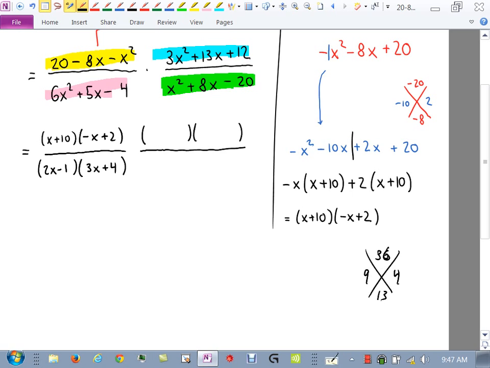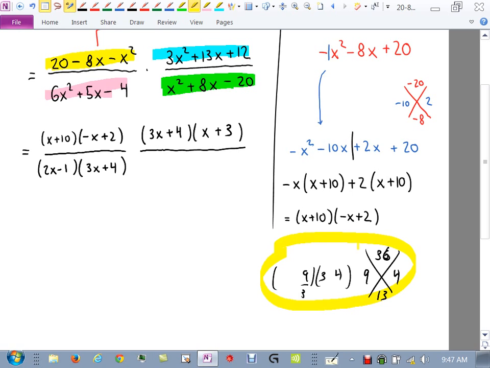Nine and four, right? Nine and four. So nine, four, I put a 3 under here, 3 out front here. It comes out to be 3x plus 4, x plus 3. Okay, but what I did here, I had shown y'all a super shortcut way that I had come up with.